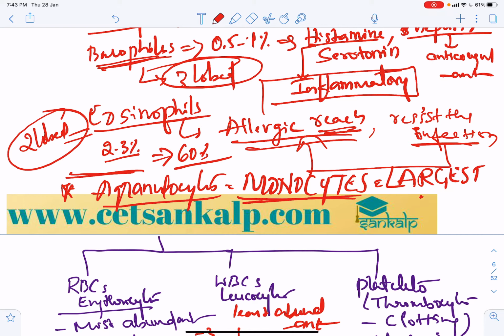These monocytes play a major role in phagocytosis, and they develop into macrophages. Monocytes develop into macrophages. And lymphocytes are of two types, T and B lymphocytes, which provide immunity. So this is enough for that, and if time permits, we can discuss further.